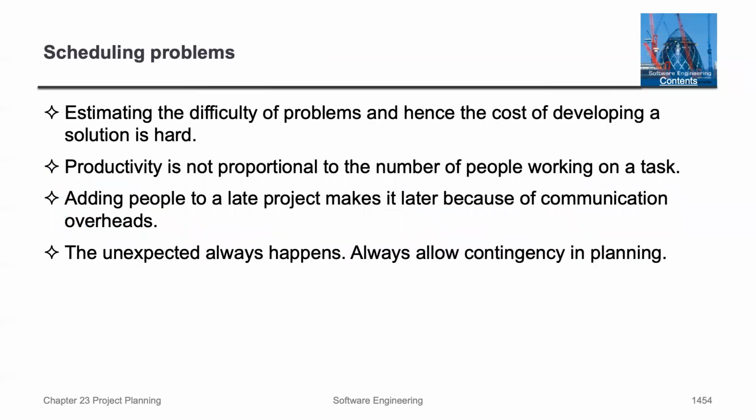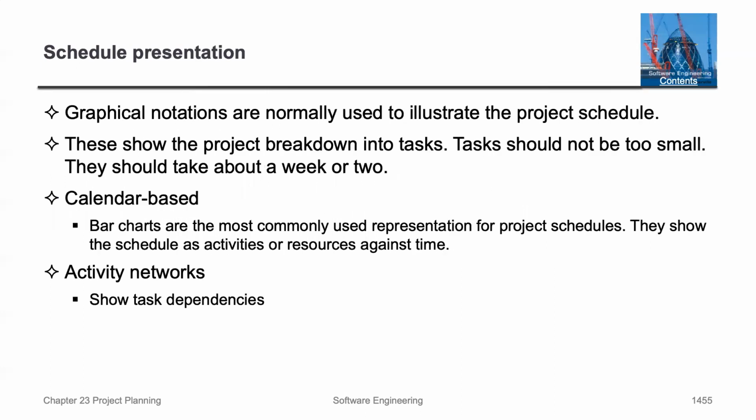For scheduling problems, estimating the difficulty of problems and hence the cost of developing a solution is hard. Productivity is not proportional to the number of people working on a task. Adding people to a late project makes it later because of communication overheads. The unexpected always happens, and always allowing contingency in planning is an important thing.